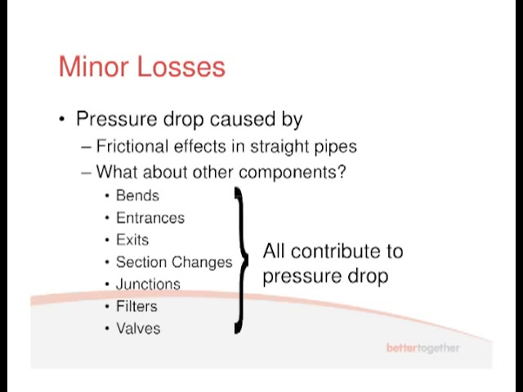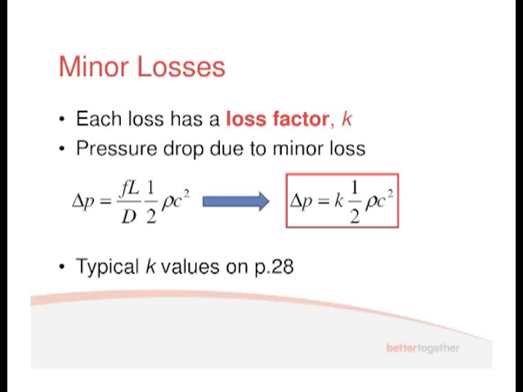Now each of these things here, bends, entrances, exits, okay, they're all known as minor losses, okay, and they all contribute to a pressure drop, okay? How do we work these out? Well, what we do is each of the components has a loss factor, which we call K, okay? Essentially, it's a bit of a fudge factor that we stick into our Bernoulli's equation, and it gives us an approximate pressure drop, okay?